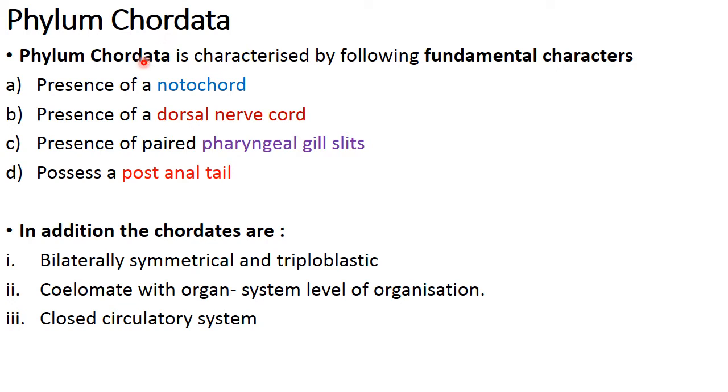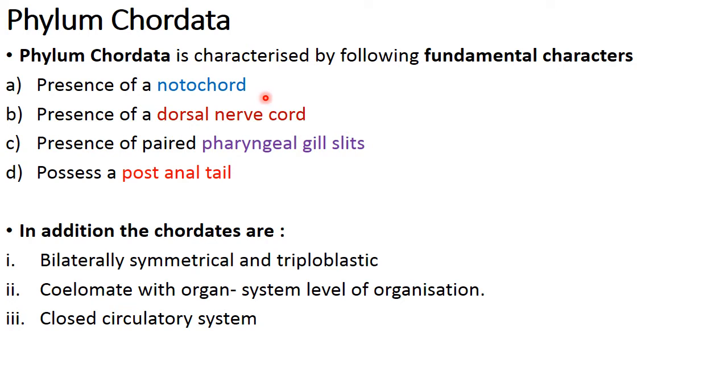Now Chordata, Phylum Chordata, it has the following fundamental characters. How can you distinguish a chordate from a non-chordate? A chordate will always have the presence of a notochord. So notochord is just a rod-shaped structure derived from the mesoderm, which gives the main support to the body.